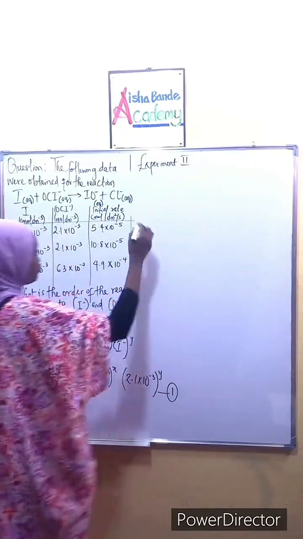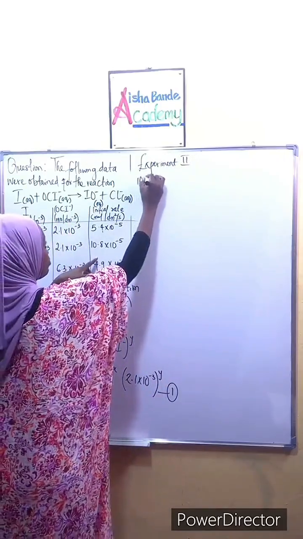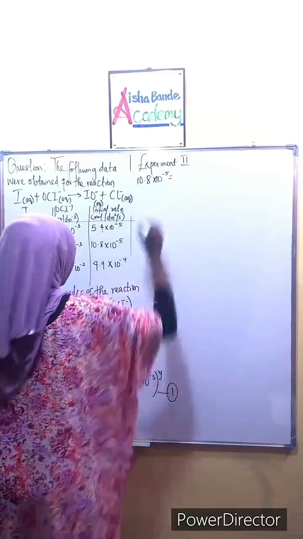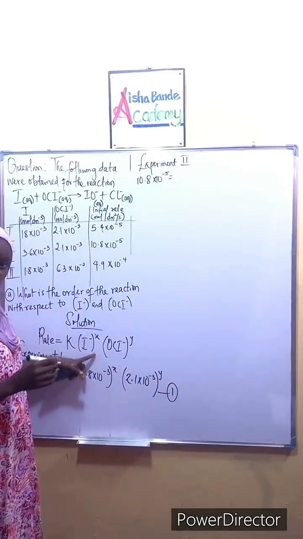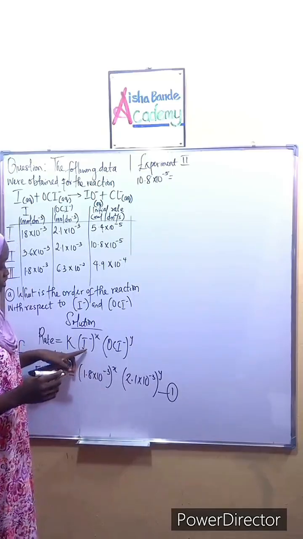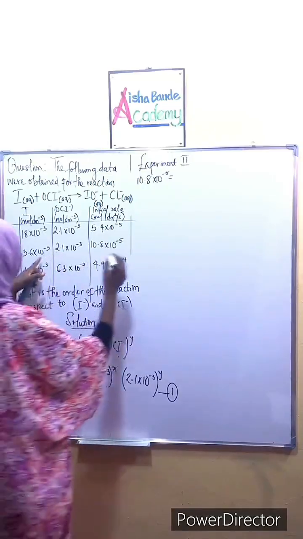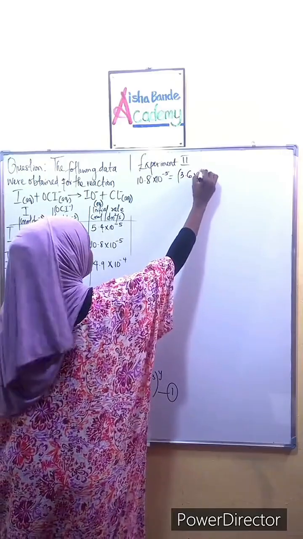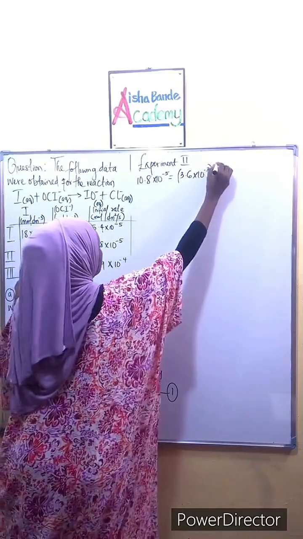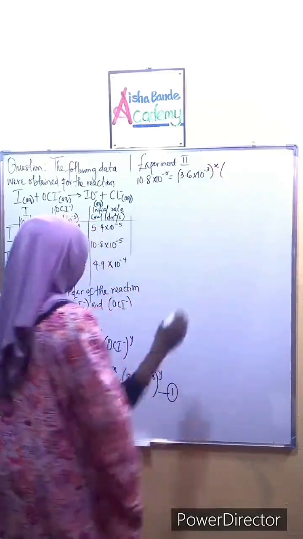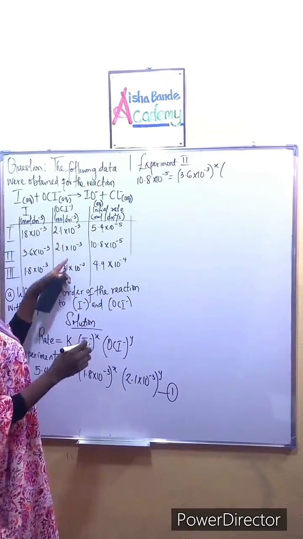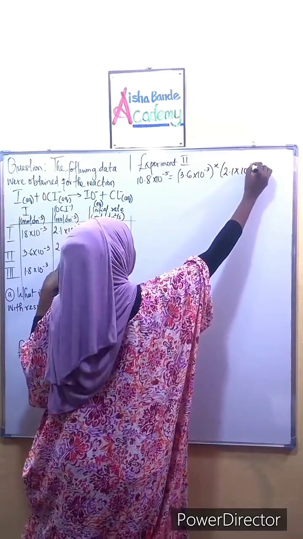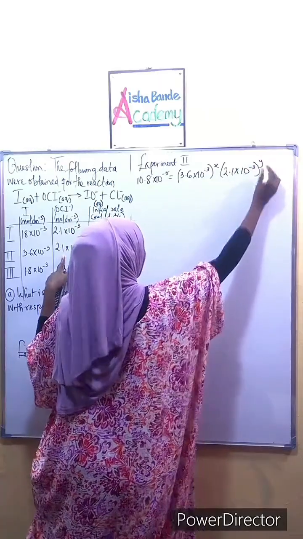Okay, so the rate for experiment 2 is 10.8 times 10 to the power of minus 5 equal to, remember we are still using the same relation, okay? Then the concentration for I minus in experiment 2 is given as 3.6 times 10 to the power of minus 3 raised to the power of X, multiplied by the other reactant OCl minus, which is 2.1 times 10 to the power of minus 3 raised to the power of Y.